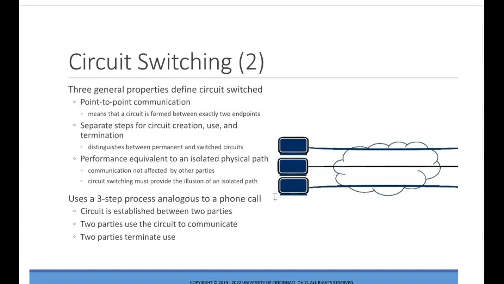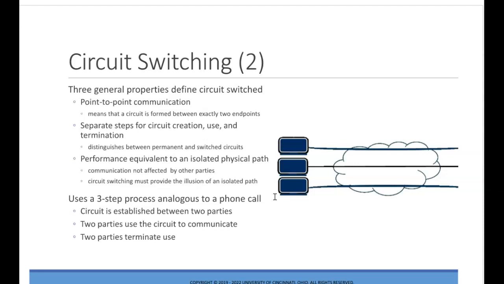There are three general properties used to define circuit switching in the paradigm. First, it is point-to-point communication. That means a circuit is formed between exactly two endpoints. Second, separate steps are needed for circuit creation, use, and termination. Circuit switches are established when needed as opposed to permanent circuits.